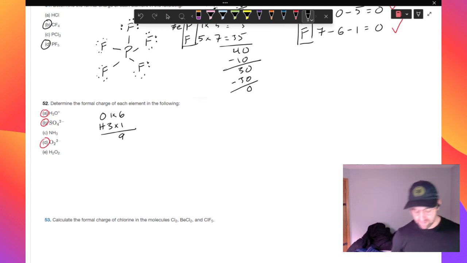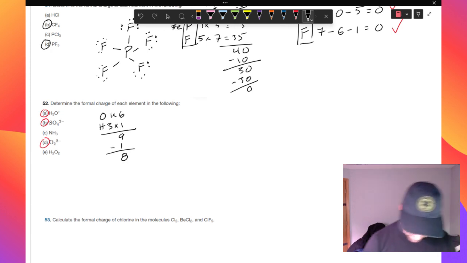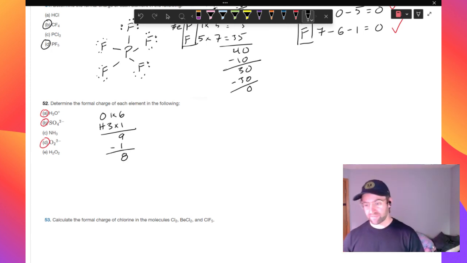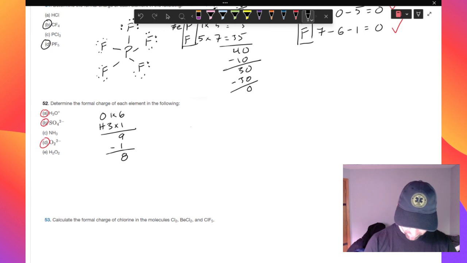Gives us 9 total electrons that we need to account for. We got rid of 1 because we have that positive charge. So we have 8 that we need to account for. Oxygen is the most electronegative atom. It's going to be located centrally.